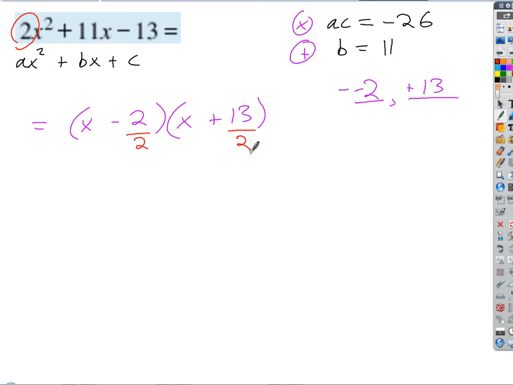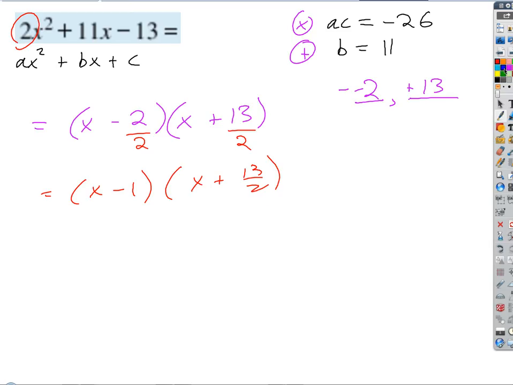Okay, and then we're going to simplify. So in the first case, 2 over 2 reduces to 1, and so that factor is done. X minus 1 is one of the factors. But in the second case, 13 over 2 does not simplify. So we're stuck with this 13 halves.